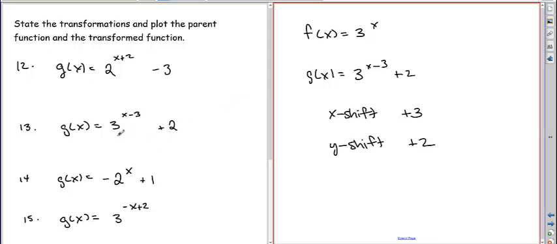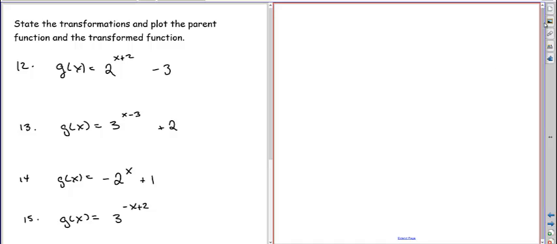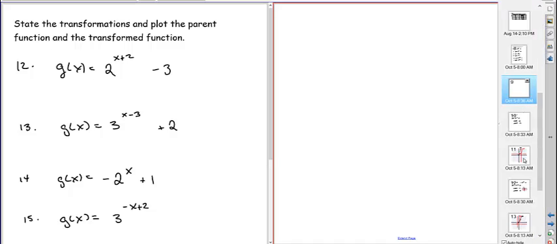Okay, let's move on to the next problem. Sorry for the hesitation. I'm doing more than one thing at a time. Okay, let me grab a piece of graph paper.